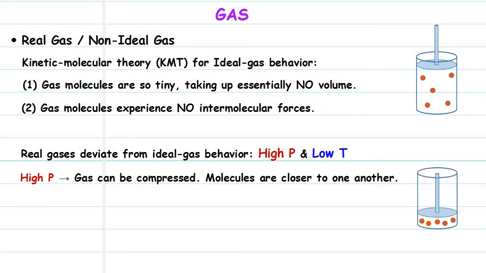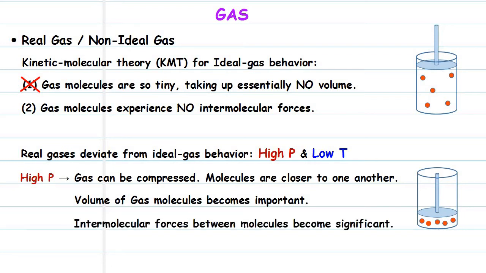At high pressure, gas can be compressed, and the gas molecules can move more closely to one another. And in this smaller space, the volume of gas molecules will become more important. And that makes the real gas deviate from the first point of the KMT that we just talked about a little bit earlier. And when the molecules are closer to one another, the intermolecular forces, or intermolecular attractions, between these molecules will become more significant. And that makes the real gas deviate from the second point of the KMT that we also just talked about a little bit earlier.